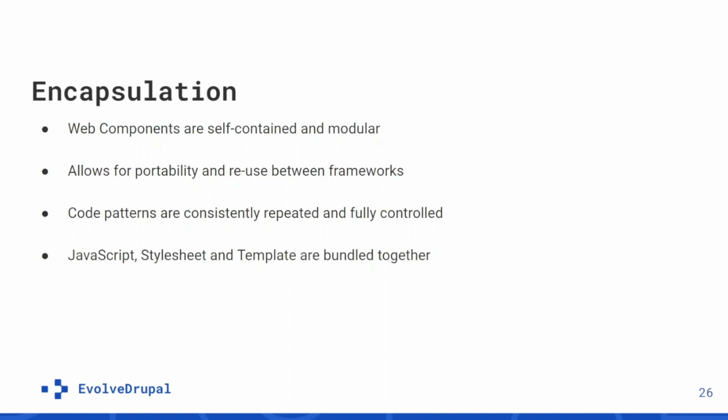The encapsulation, the web components are fully self-contained and modular. That means it's the exact same component that's being used in your Drupal site, that's also being used in your web app, that's also being used in your smartphone app. It's the same code, it runs the same way, and it's very consistent that way. The encapsulation also means it's delivered in a package bundled together, and it allows then for you to reuse it across other applications in your enterprise really easily. The JavaScript, the style sheet, and the template are all bundled together and delivered together.